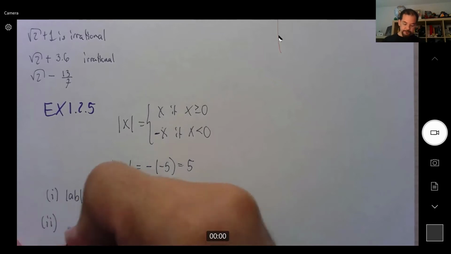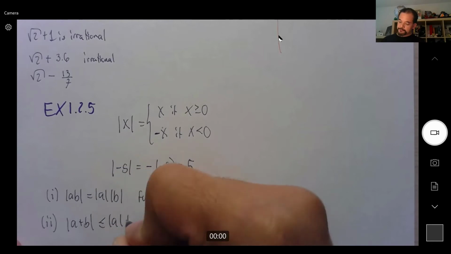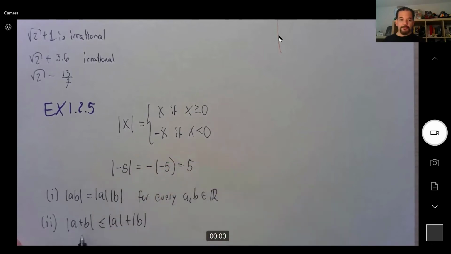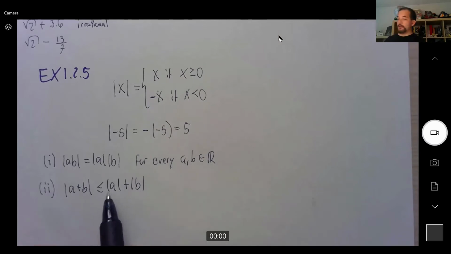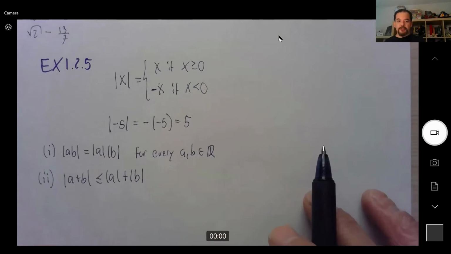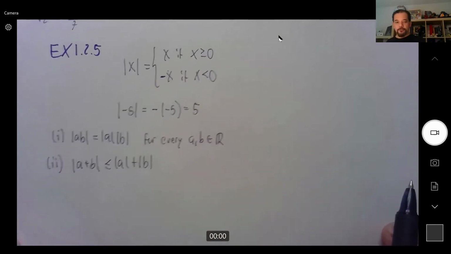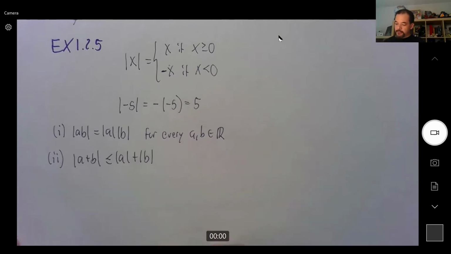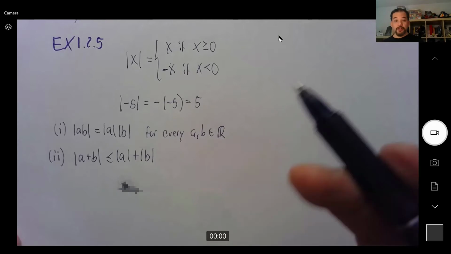Another one is the so-called triangle inequality, which is that the absolute value of the sum a plus b is less than or equal to the absolute value of a plus the absolute value of b. Again, this is also part of your homework, so I won't tell you why it is true. You can verify it. There are many ways of doing it, but I'll tell you a little bit of why it's called the triangle inequality.